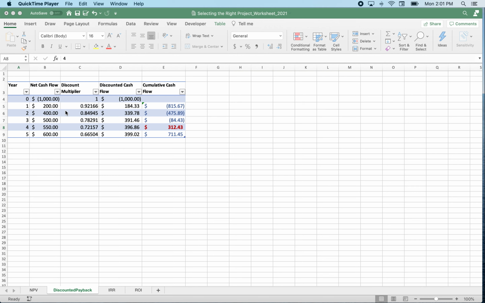Let's take a look at how to calculate the discounted payback period of the same project. Again, this is the project example from our previous NPV calculation, taken from the lecture slides, which showed a particular project with an outflow in year 0 and inflows in years 1 through 5. Same values we're using, same discount rate of 8.5%.